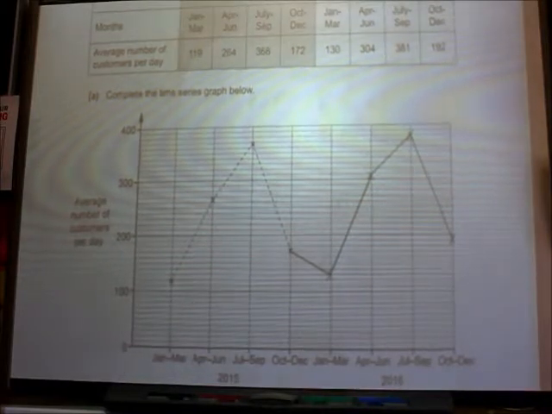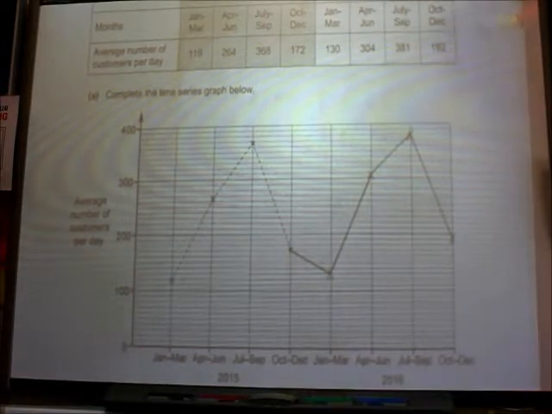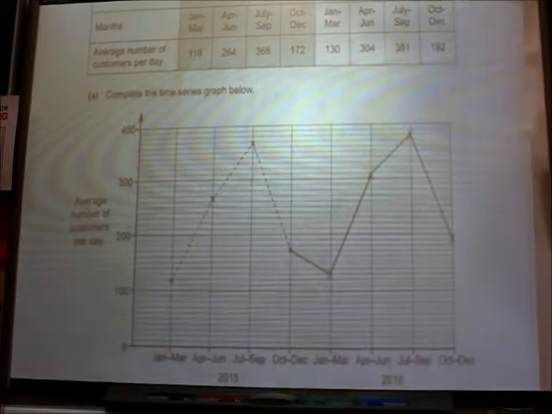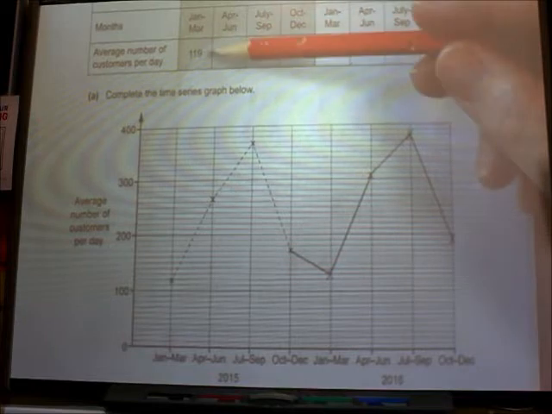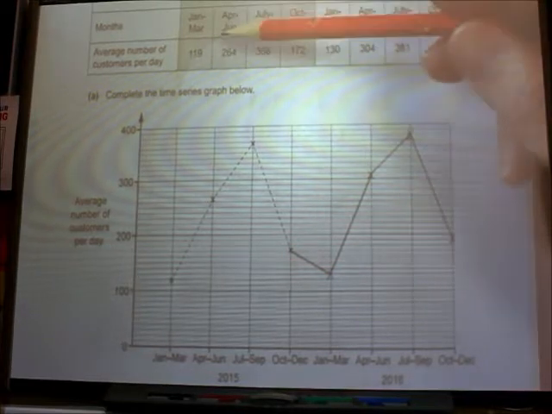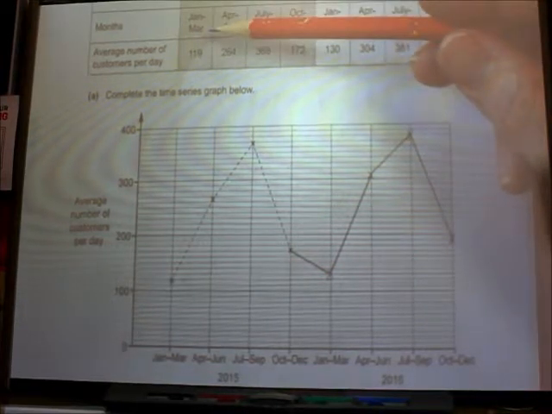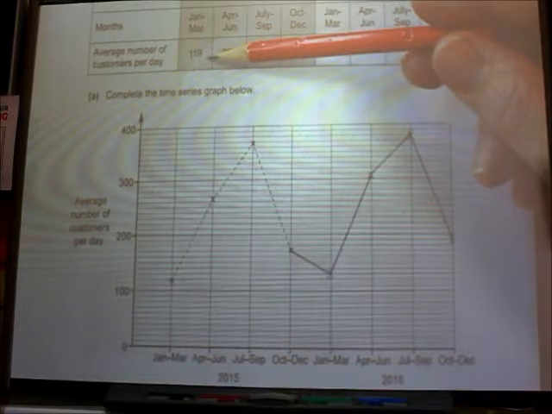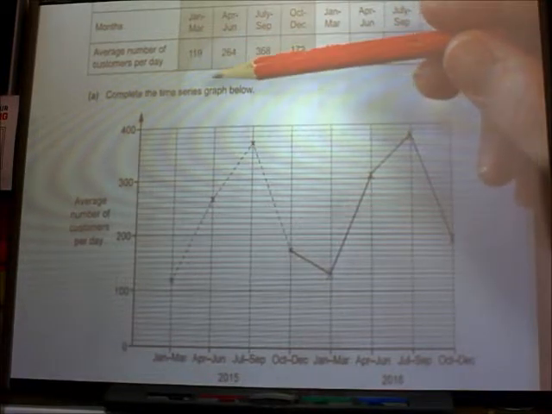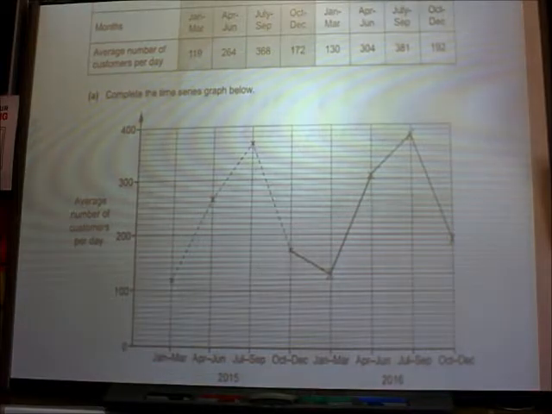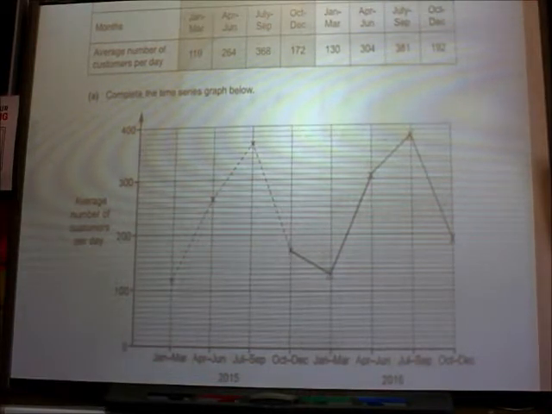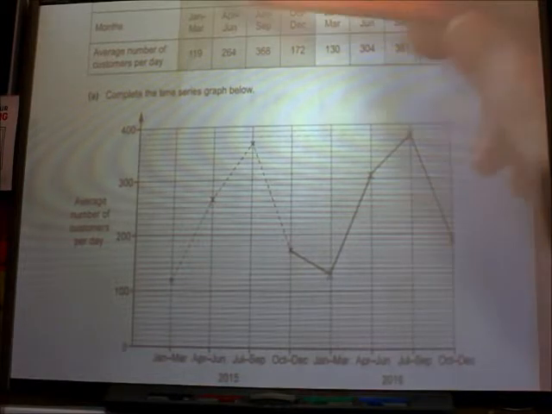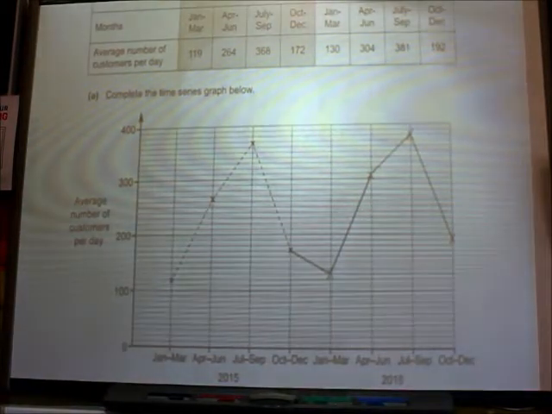Now, this is the number of customers per day entering a shop. So it's an average, isn't it? So basically, let's look at the first one. So on average, in 2015, from January, February, and in March, on average per day, they had 119 people going through the door. And the next bit of the question says, make 2 different comments comparing the number of customers entering the shop in 2015 compared to in 2016.